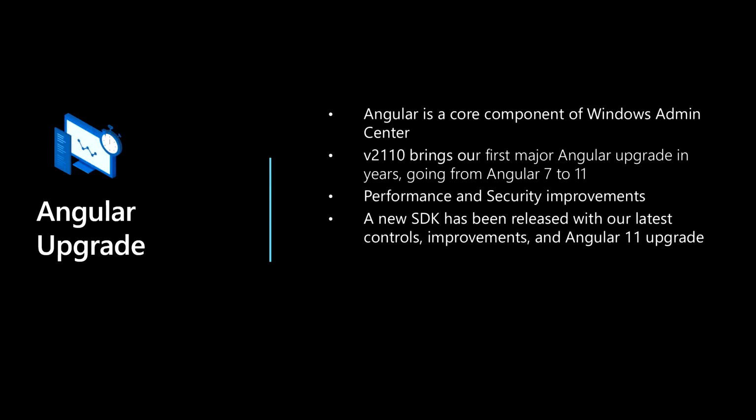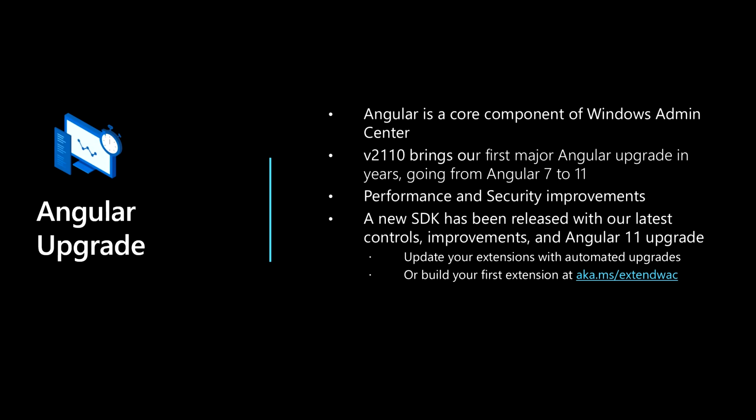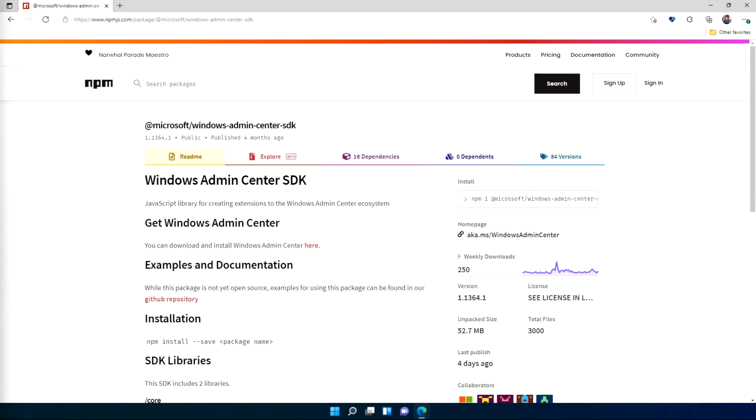And of course, as a result of this upgrade, we've also released a new SDK that brings you our latest controls, improvements, accessibility fixes, and of course our latest version of Shell that has the Angular 11 upgrade. Check out our docs on how to upgrade your extensions to our latest version of Angular. And if you wish to build a new extension on top of us, also check out our docs. Our SDK is publicly available and accessible. Anyone can go ahead and download it and start to build on top of it.